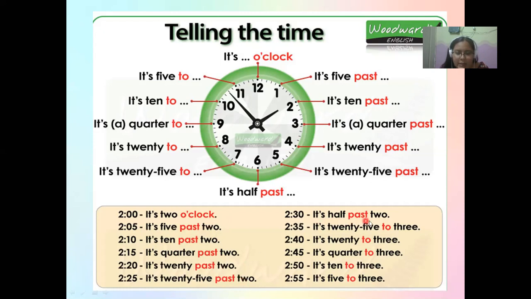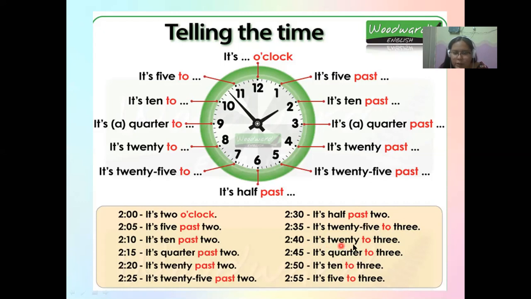It's 2:30. If you don't want to say it's half past two, you can say it's 2:30. Look at the next one. It's 2:25 to three. I would say it's 2:35. That is what I would say. Yo diría 2:35, no 2:25, but that is up to you.